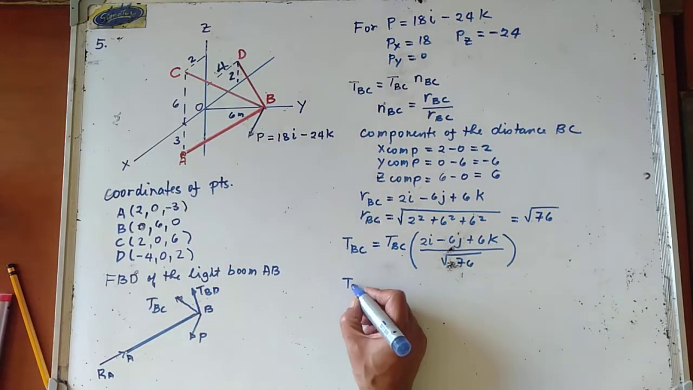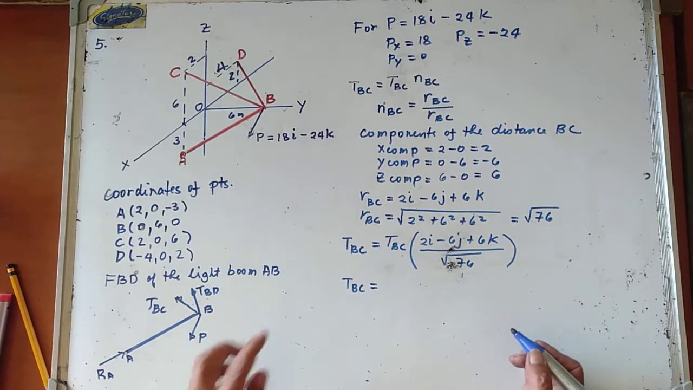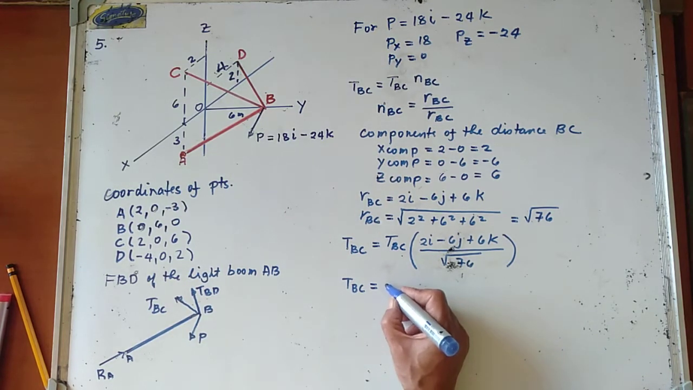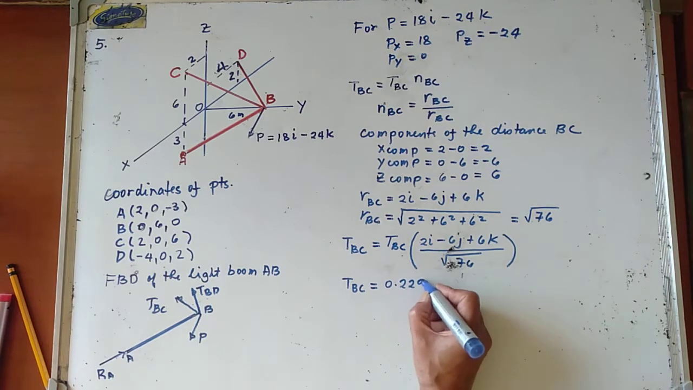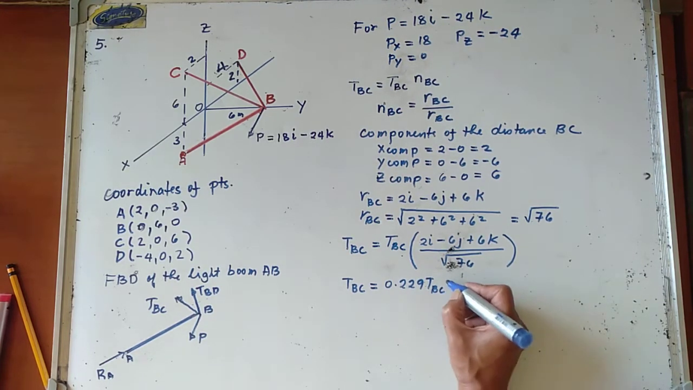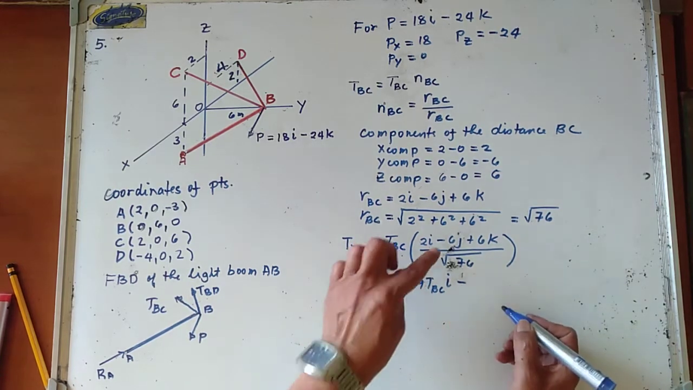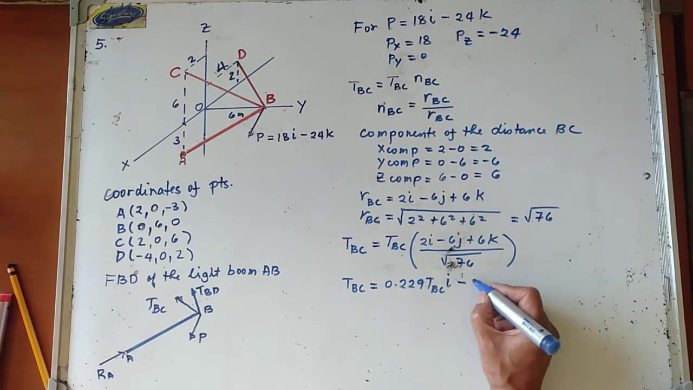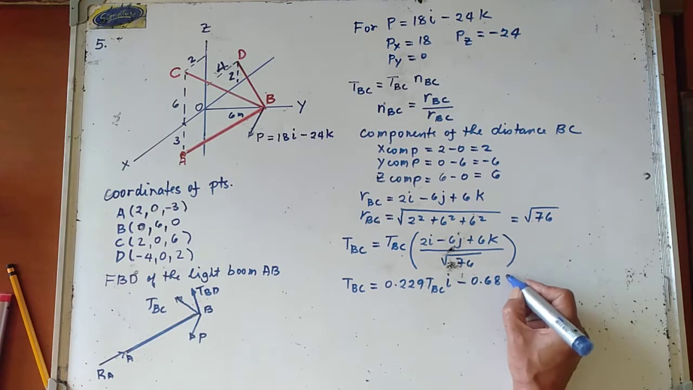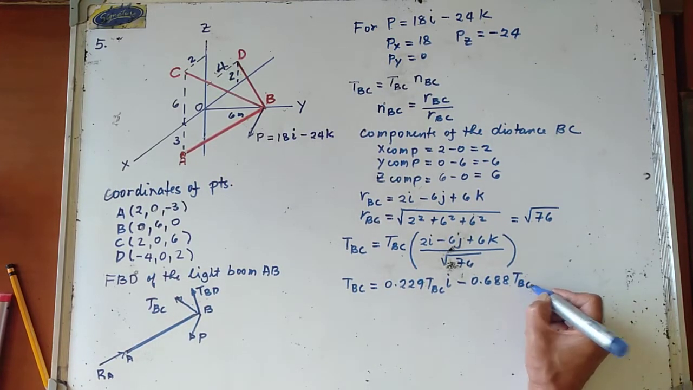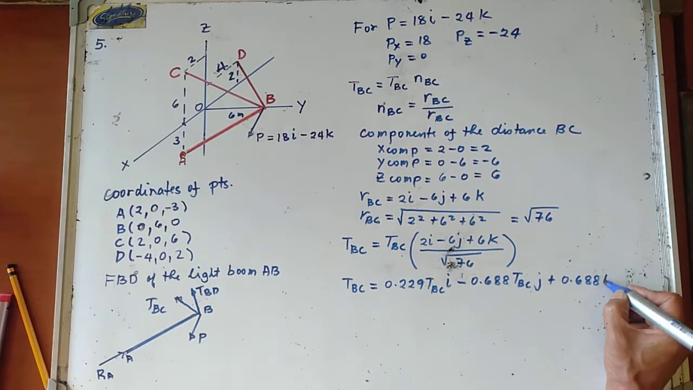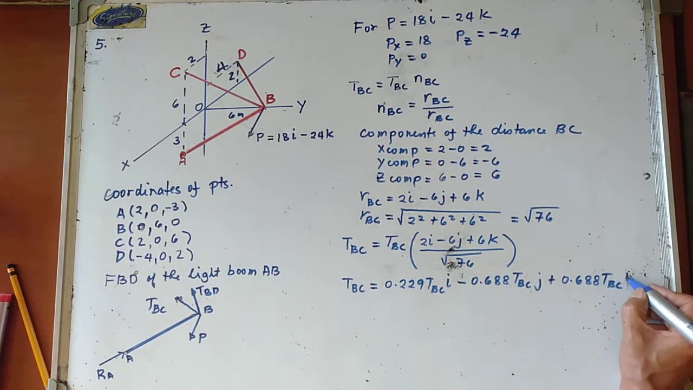So, your TBC is now equal to 2 over the square root of 76, 0.229 TBCI minus 6 over the square root of 76, 0.688 TBCJ plus 6 over the square root of 76, 0.688, we have TBCK.